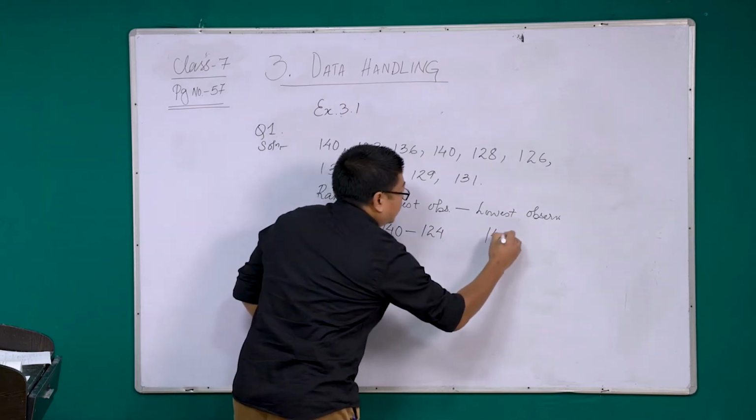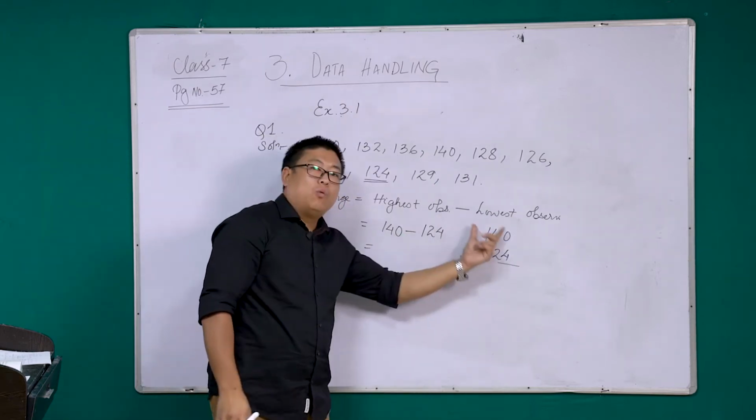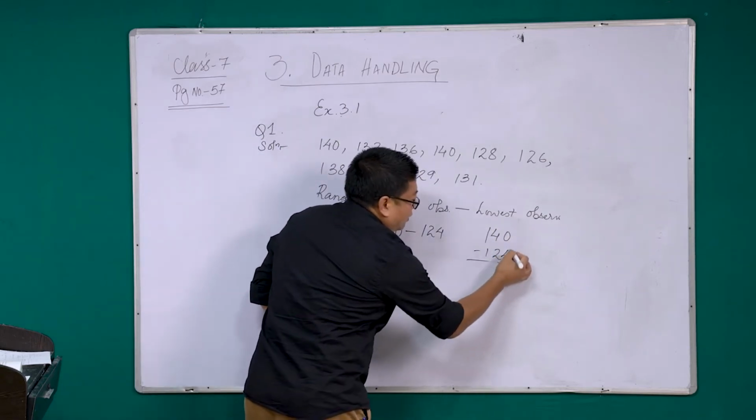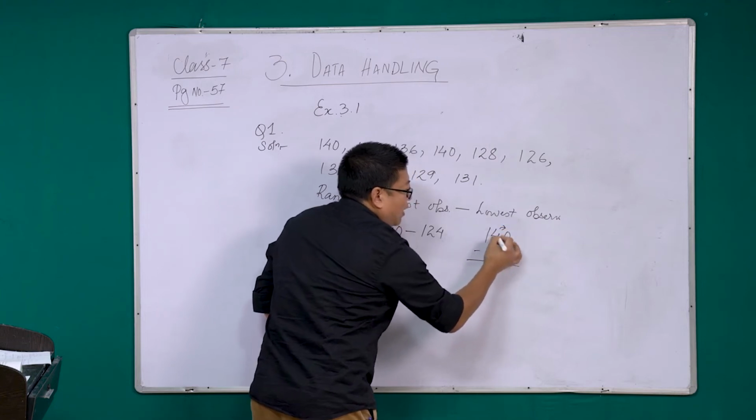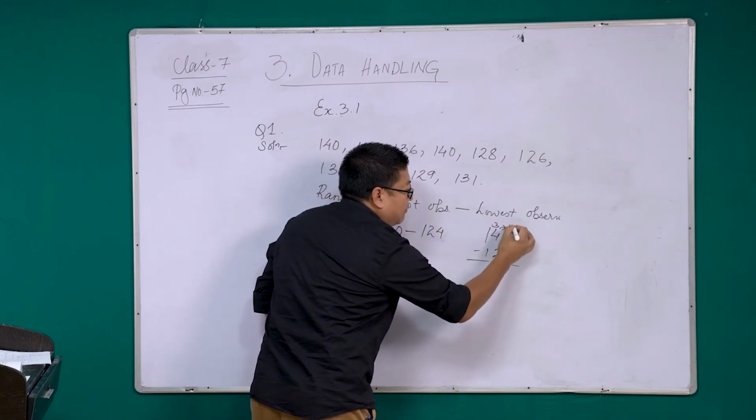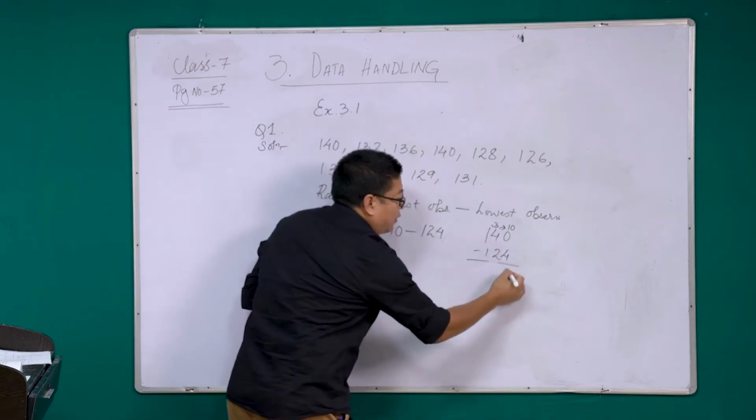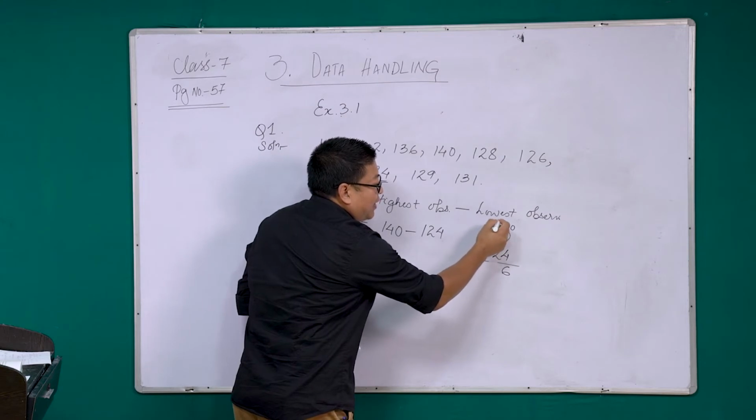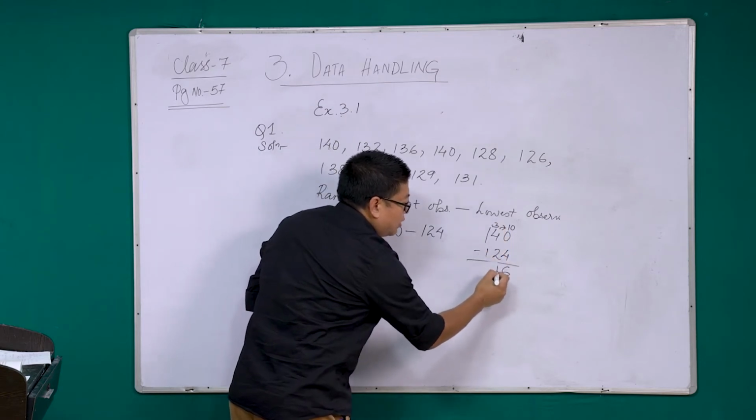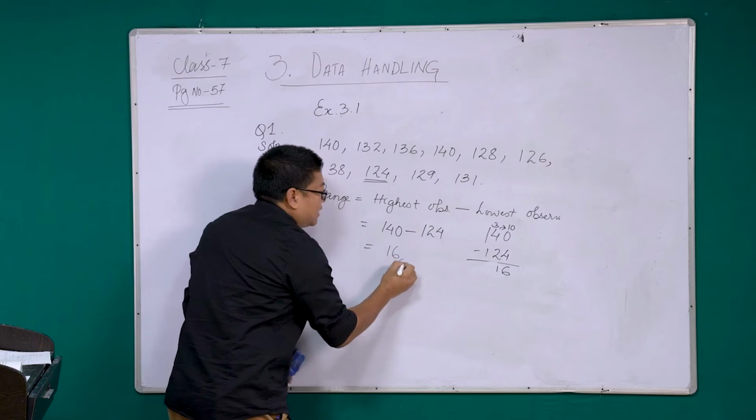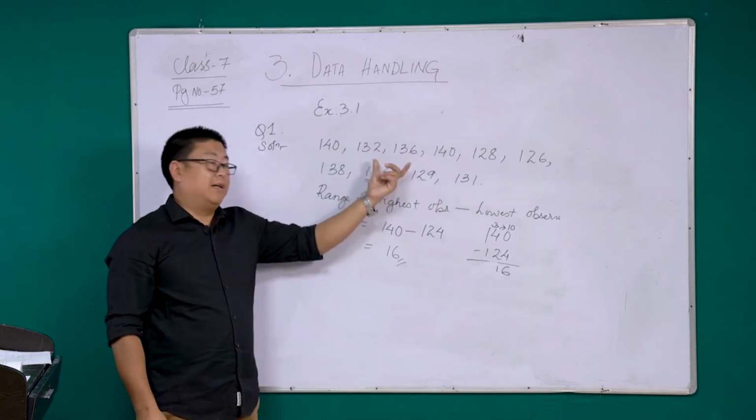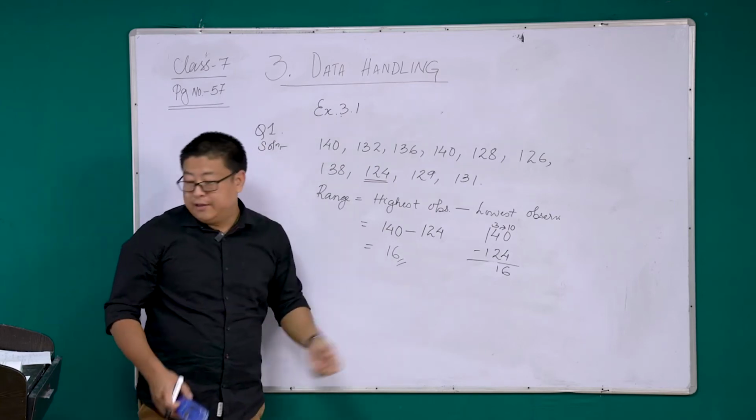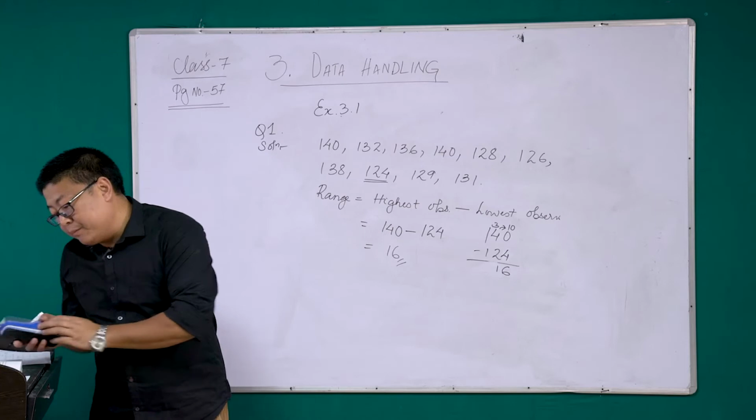So let's do the subtraction here. We are going to subtract 140 minus 124. 0 and 4 we cannot subtract, so I will borrow 1 from 4. It will become 3, and this will become 10. So 10 minus 4 is 6. We are left with 3, so 3 minus 2 is 1. So your answer is 16. Therefore, the range of the heights of 10 students is equal to 16. I hope this is clear. Now let's look at the next question.